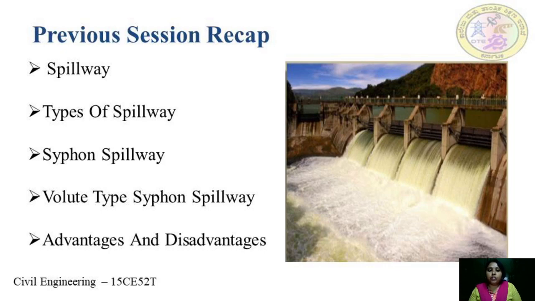And also you have studied about the different types of spillway depending on the basis of control structure, conveyance channel, and also a terminal structure. And next you have studied about the siphon spillway. As you already know, a siphon is essentially a short discharge conduit located above the hydraulic gradient line. And also you have studied about the volute type of siphon spillway and also its advantages as well as disadvantages.